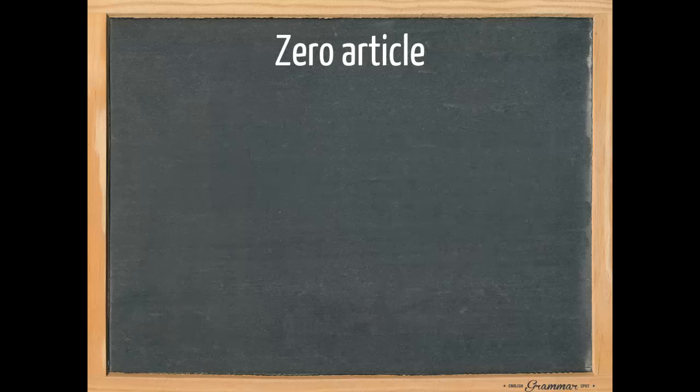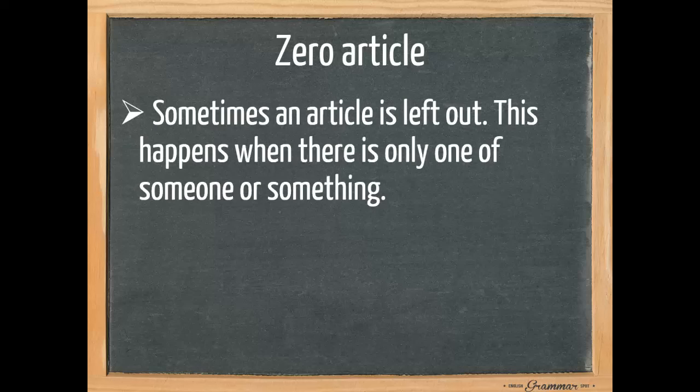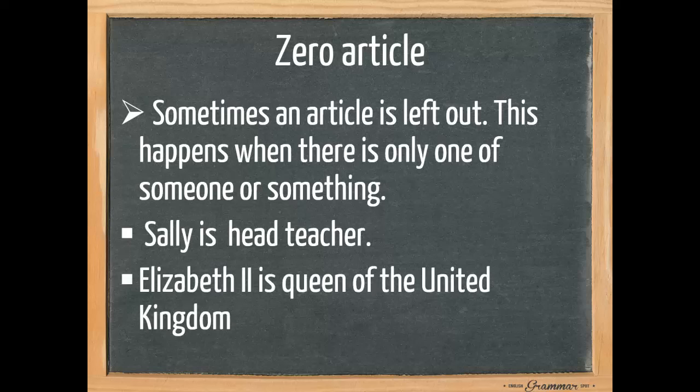Now there's also something that we call the zero article. Here we do not use an article at all, whereas in other languages we might. Sometimes an article is left out. This happens when there is only one of someone or something. For example, Sally is head teacher. There's only one head teacher in school. And perhaps most important, Elizabeth II is Queen of the United Kingdom. There's only one queen in England.